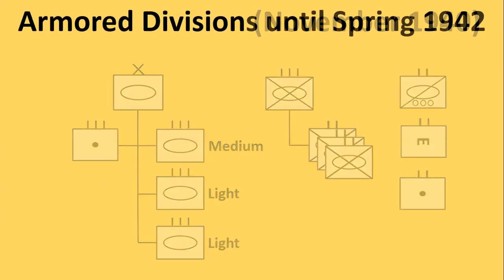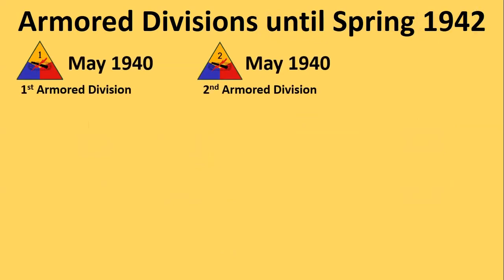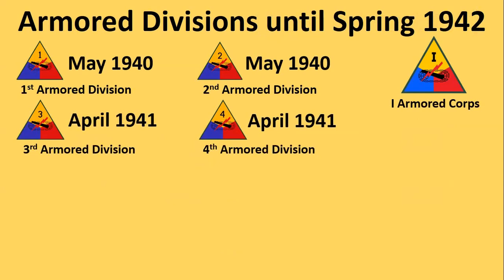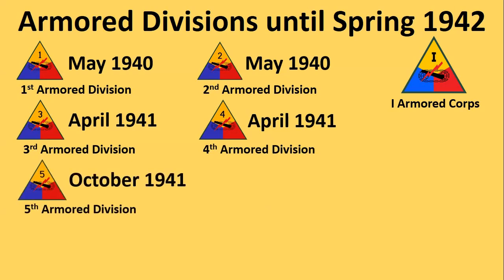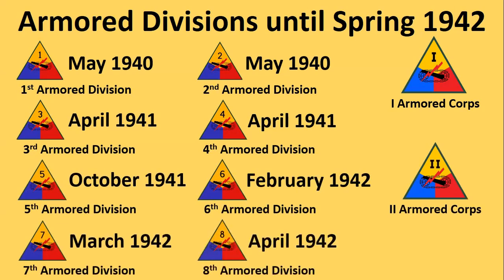divisional command. After the activation of the 1st and 2nd Armored Divisions in May 1940 and the forming of the 1st Armored Corps in July of that year, it took almost another year before 2 more armored divisions were raised. After that, the rate of new divisions picked up, and half a year later the 5th Armored Division was raised, followed by the formation of the 2nd Armored Army Corps in January 1942, and the 6th Armored Division 1 month later. Since then, an armored division was formed almost every month.